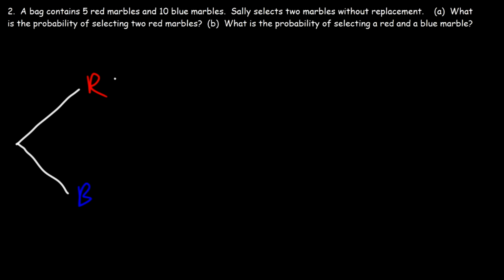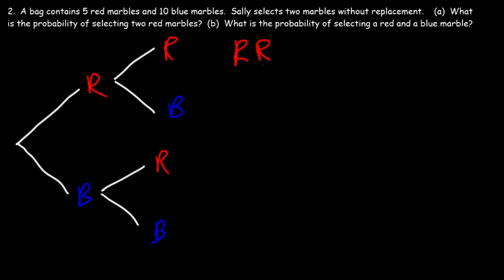Now if we get a red marble on the first try, then we can get either another red or a blue, just like before. And if we get a blue on the first try, we can get a red on the second try or another blue marble. So the first option could be RR, and the second option could be RB. The third outcome will be BR, and the fourth outcome BB.